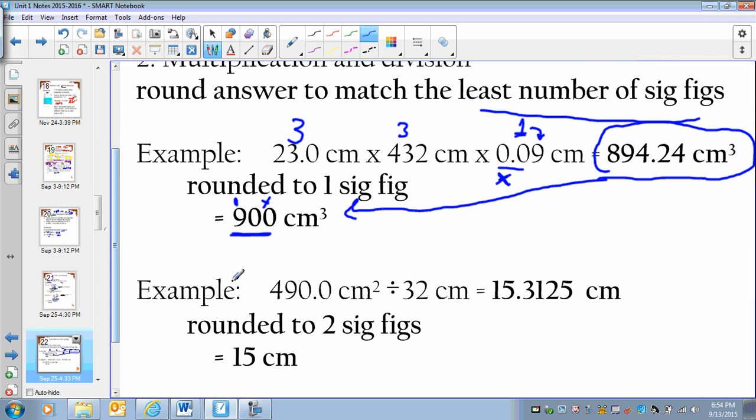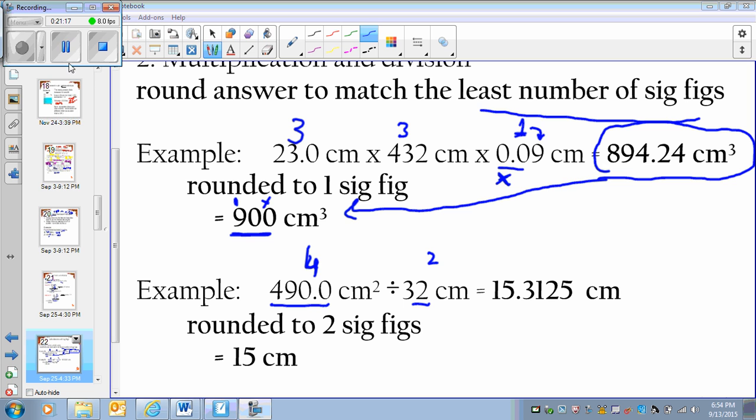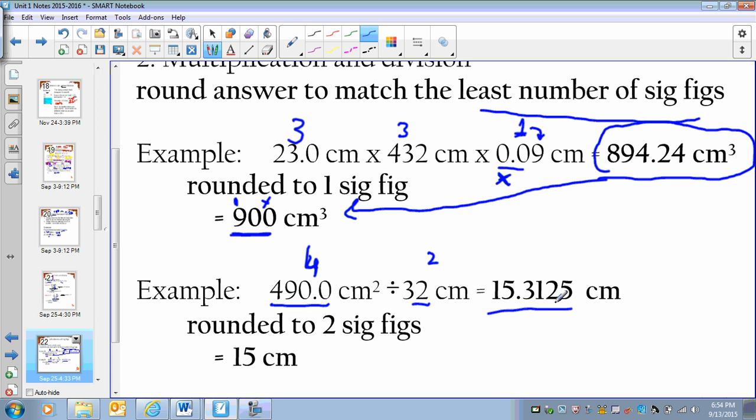So example number 2, I have 4 significant digits right here. I have 2 significant digits right here. So I'm going to choose the least number of digits. I have 4 here, 2 here. This is what the calculator gives me. So my 2 digits will be right here. I'm going to decide whether to round it right here or not. Since it is 15.312, I will just take 15.